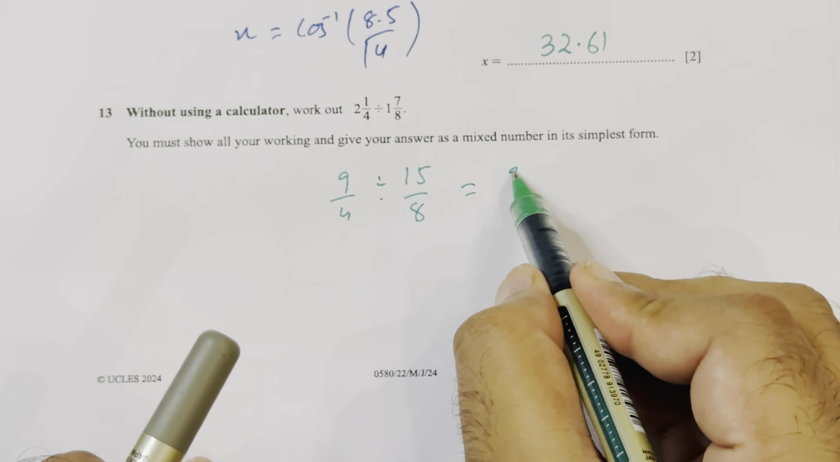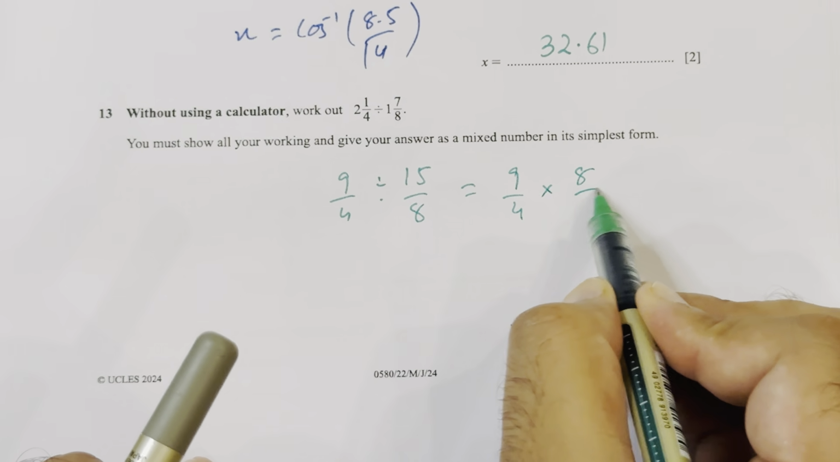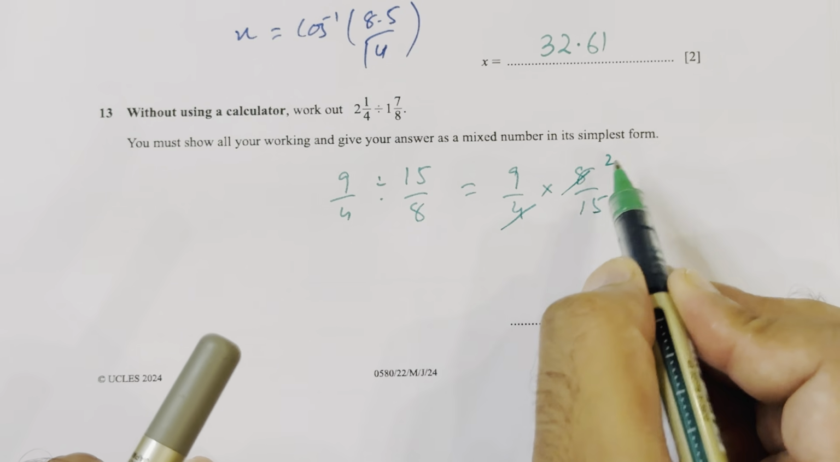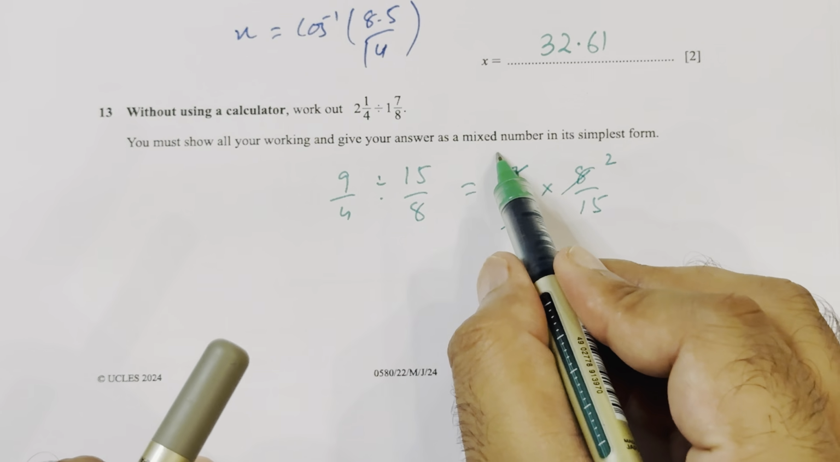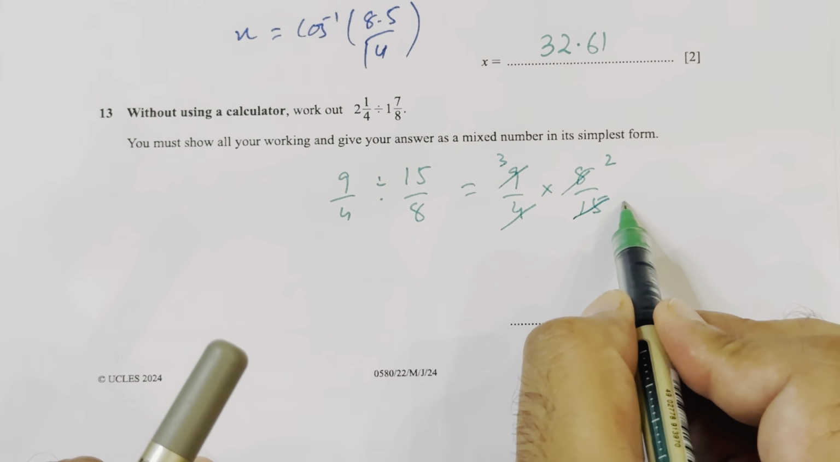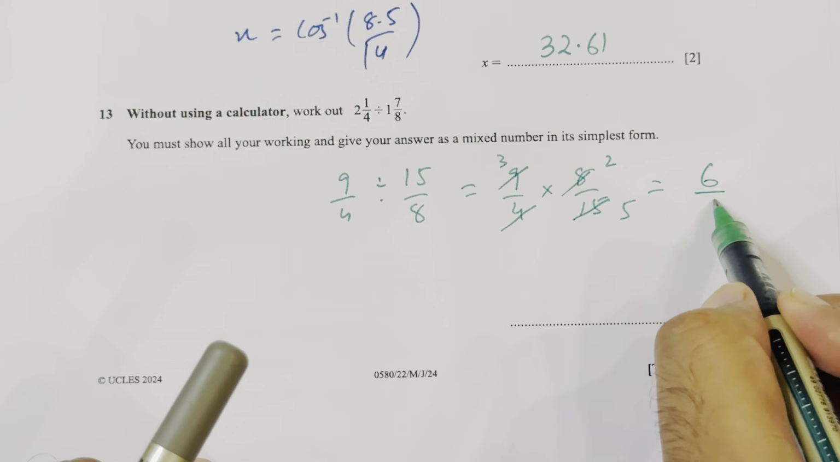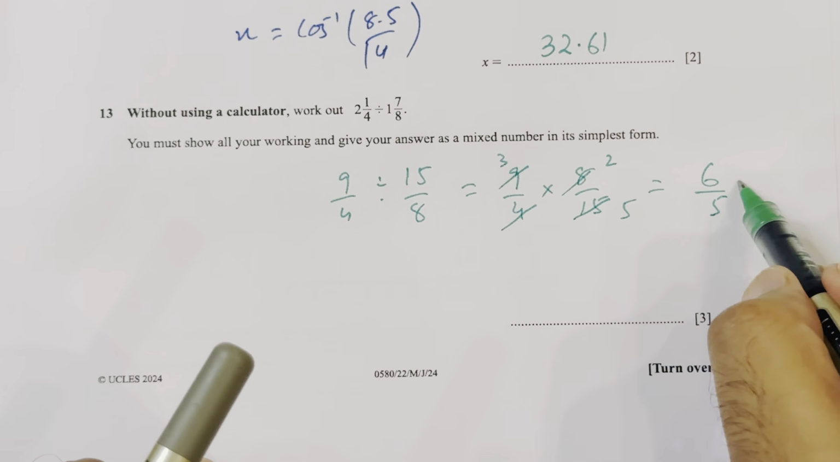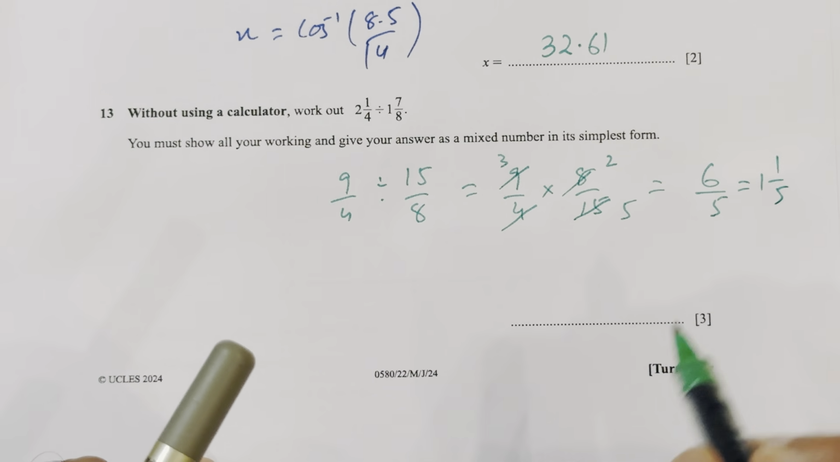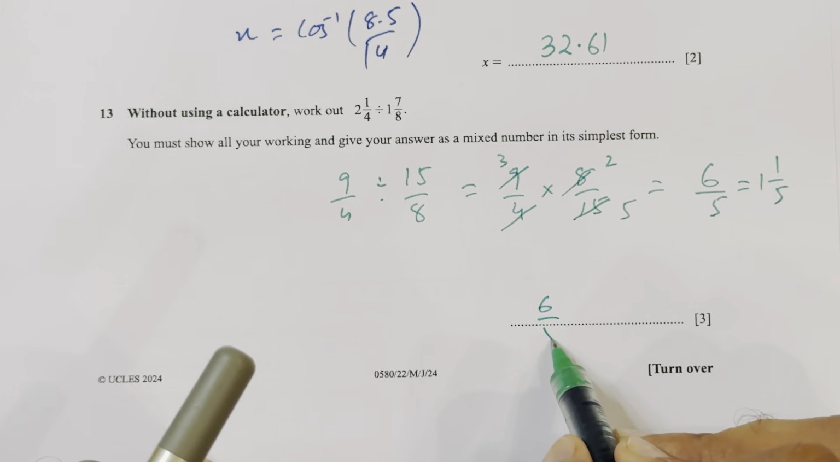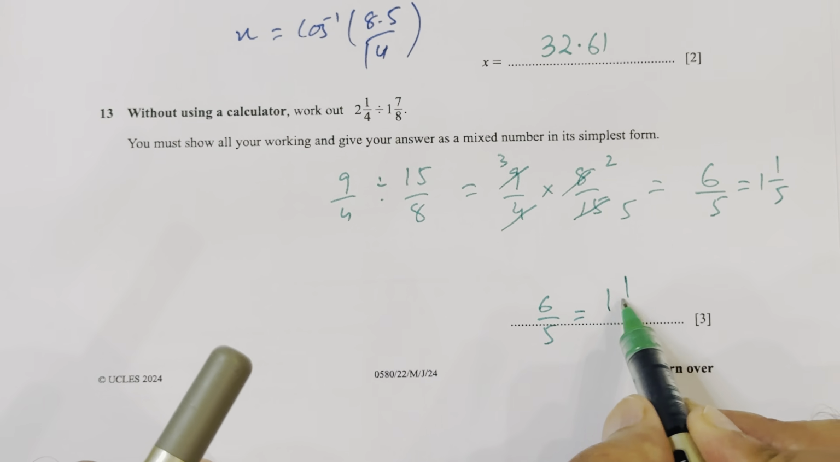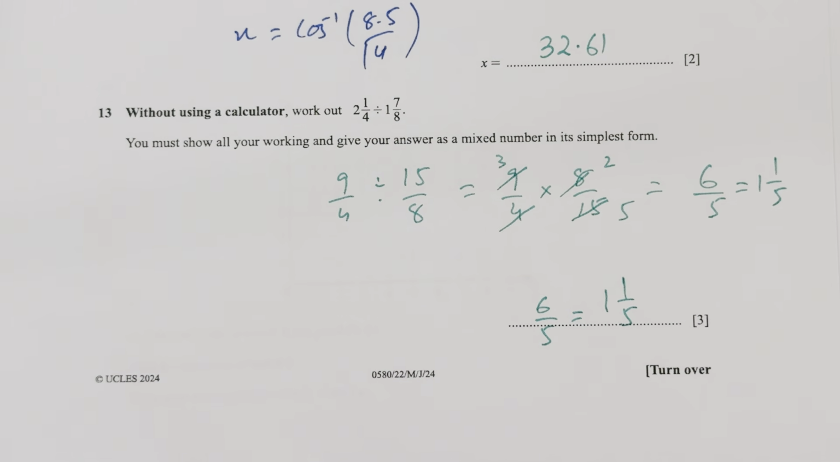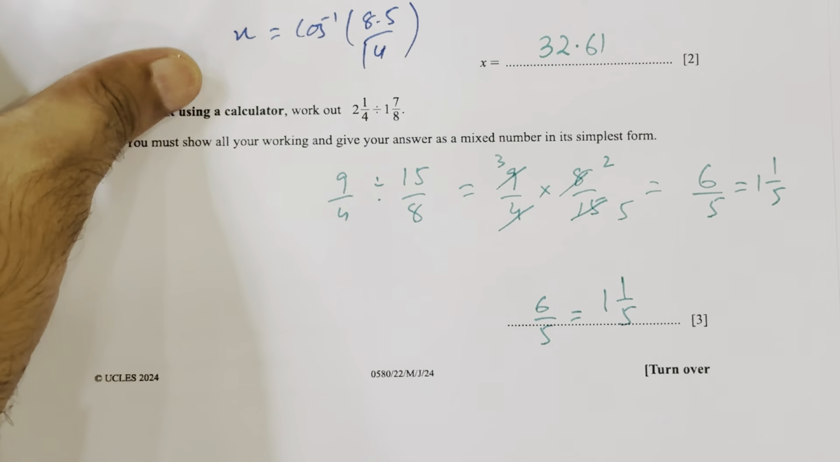You need to take the reciprocal of it, 8 by 15, then 4 twos are 8, and they're going to cancel with the table of 3. It would be 6 by 5, and 6 by 5 means 1 whole 1 by 5. So your answer would be 6 by 5, or you can write it as 1 whole 1 by 5, or even you can write it as 1.2.